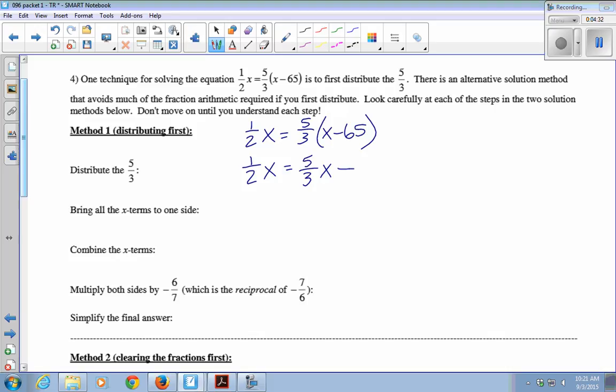How do you multiply 5/3 times 65? Yeah, so I'll do a little side work over here. I would do 5/3 times 65 over 1. Multiply the tops. 65 times 5 is 325. 3 times 1 is 3. So I have 325 thirds.